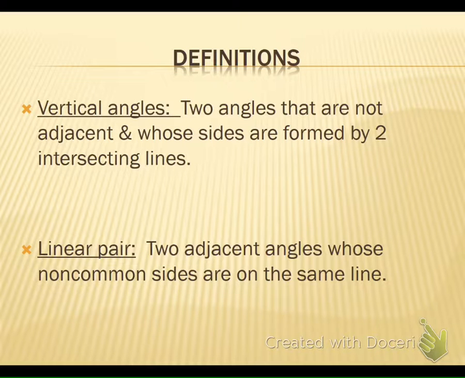Alright, so two very important vocabulary terms today. The first one is vertical angles. Vertical angles are two angles that are not adjacent and whose sides are formed by intersecting lines.